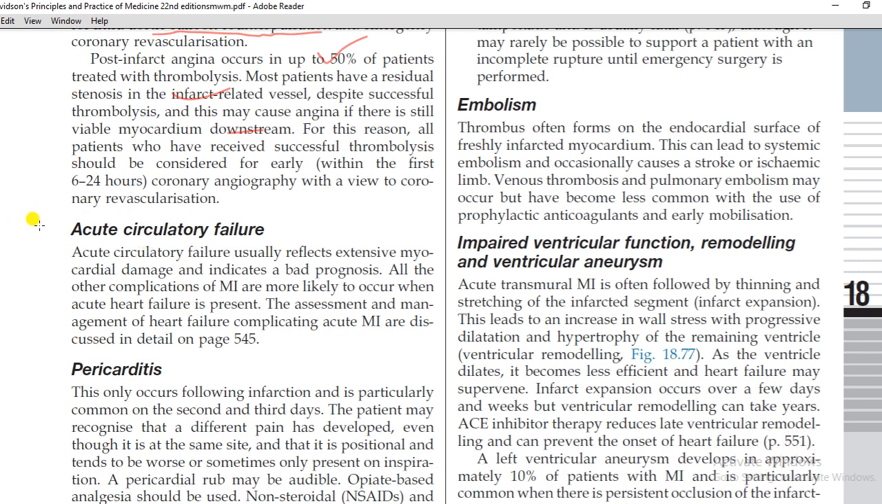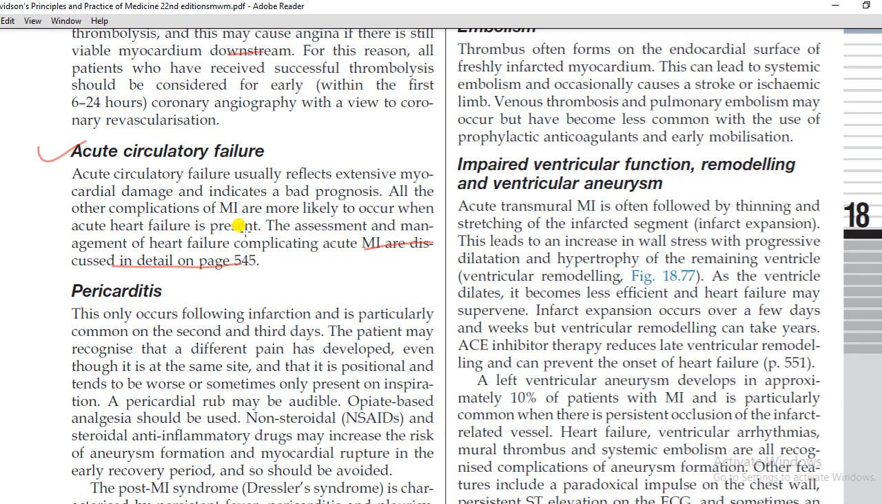Now, acute circulatory failure. Acute circulatory failure usually reflects extensive myocardial damage and indicates a bad prognosis. Although other complications of myocardial infarction are more likely to occur when acute heart failure is present, the assessment and management of heart failure complicating acute myocardial infarction are discussed in detail elsewhere.